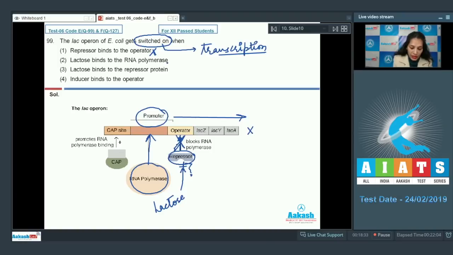Lactose binds to the RNA polymerase. No, lactose cannot bind to the RNA polymerase. Third, lactose binds to the repressor protein. Yes, when lactose binds to the repressor, the repressor cannot bind to the operator. Hence, RNA polymerase can bind to the promoter easily and transcription takes place. Fourth, inducer binds to the operator. No, lactose is the inducer and it cannot bind to the operator. So the correct option for the given question is option number 3. Let's see the next one.